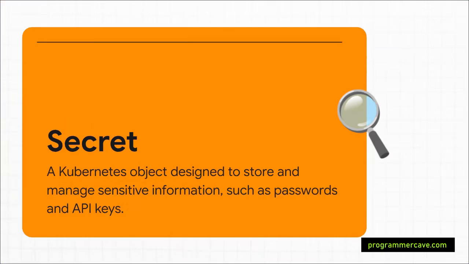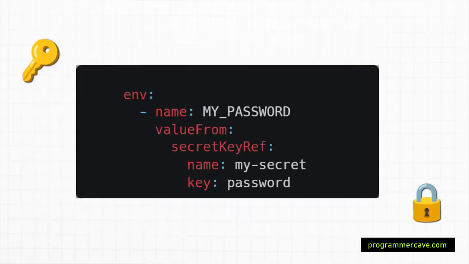Now, on the surface, a secret looks and feels just like a config map. It's still a key value store. But the intent is what matters. Kubernetes is designed to treat secrets with special care, providing more security controls around them precisely because they're meant to hold confidential data. Injecting a secret is also very similar.